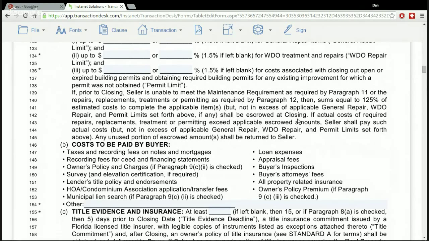So they're supposed to put that money aside at closing, and then if the actual cost to get those items corrected exceed that escrow amount, the seller is supposed to pay the difference in actual cost. Again, not to exceed those repair limits. Okay, so basically, if they don't handle this on their own, it's supposed to be escrowed. Okay, and there's a similar clause in the as-is regarding the as-is maintenance requirement of that contract. So any unused portion of those escrows amount would be returned to the seller. Okay, so those are seller costs.